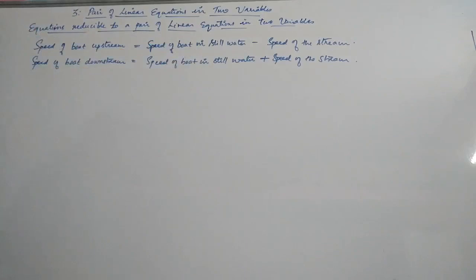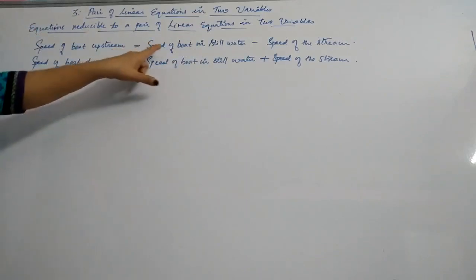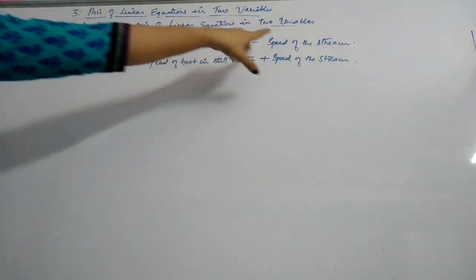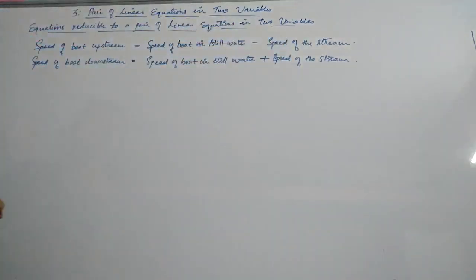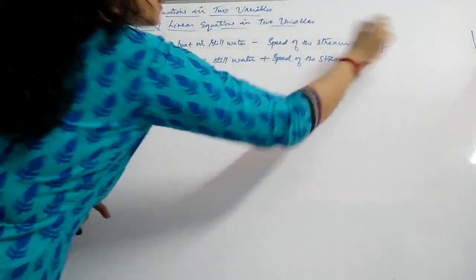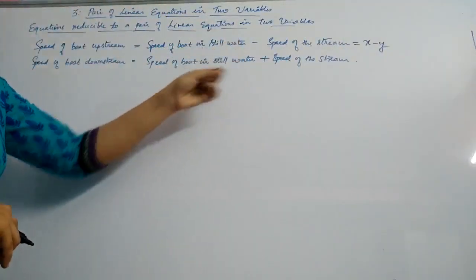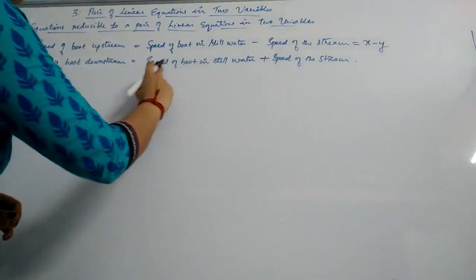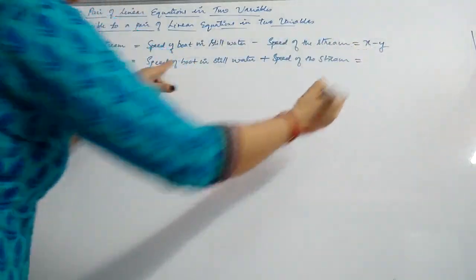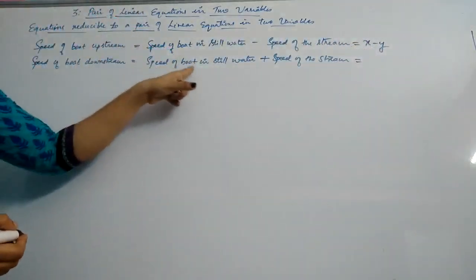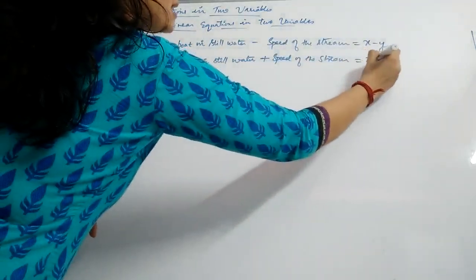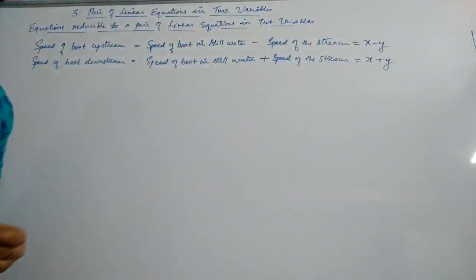You understood this? Now if we are taking the speed of boat as x and speed of stream as y, what we will get is that your speed of boat upstream is x minus y. Both will be in kilometer per hour, whatever is in the question. And in downstream, the speed of boat will be x and both of them should be added, plus the speed of stream, y. Understood?